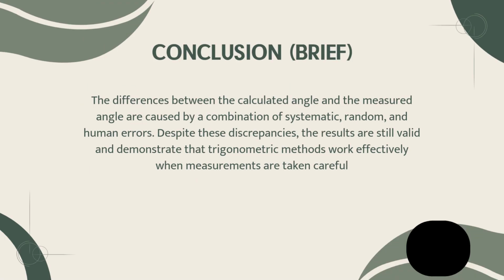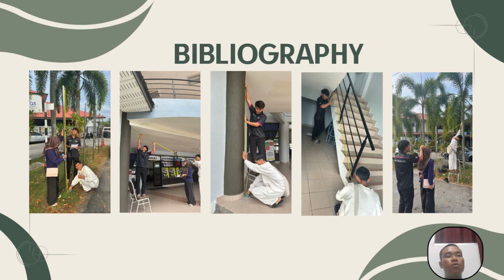In conclusion, while there were differences between our calculated angles and the measured angles, these were expected due to the combination of systematic, random, and human error we just discussed earlier. However, despite these small discrepancies, our results are still valid. They successfully demonstrate that trigonometric methods are highly effective for estimating height and distance, provided that measurements are taken with care.